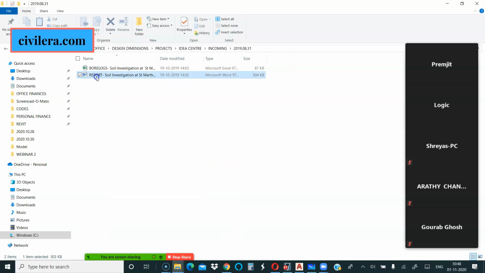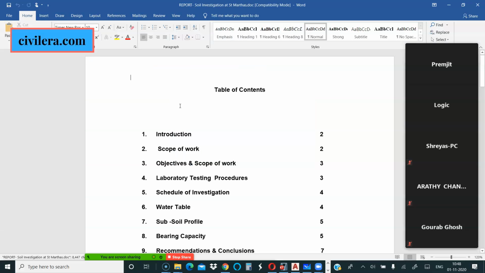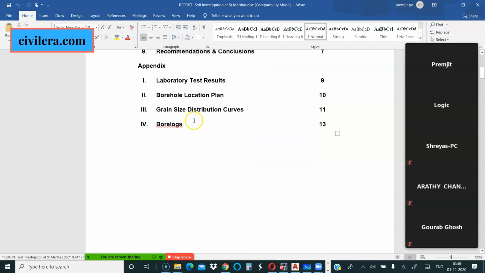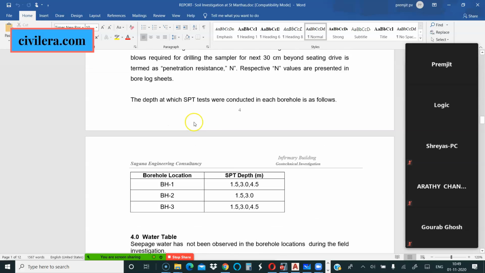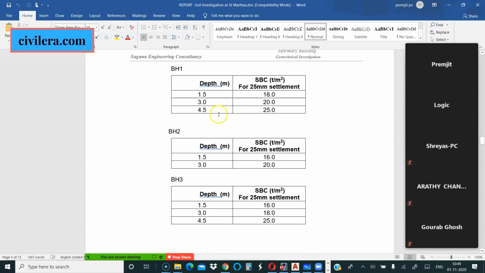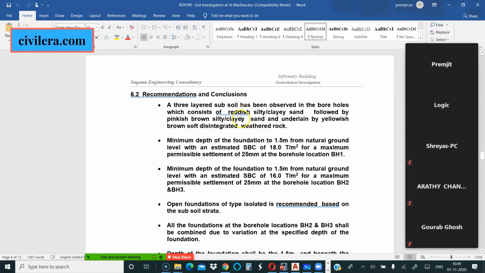Yeah. So here you have a report, bore logs are there, and the report is also given. So from the report you can identify the soil type, and there will be a recommendation generally by the soil consultant. So it tells you at what depth what is your SBC. I'm not going to go in depth into it.